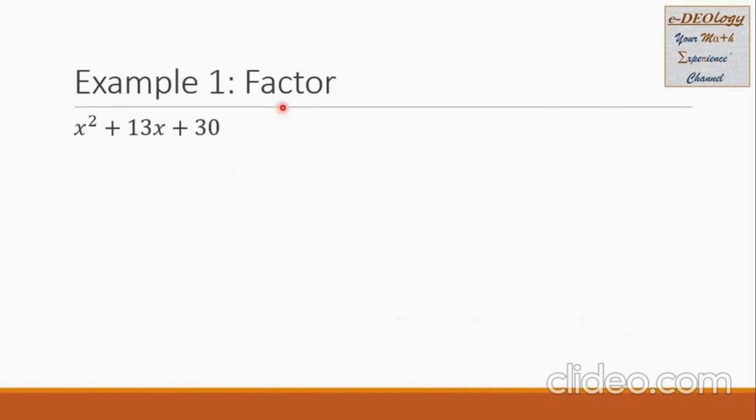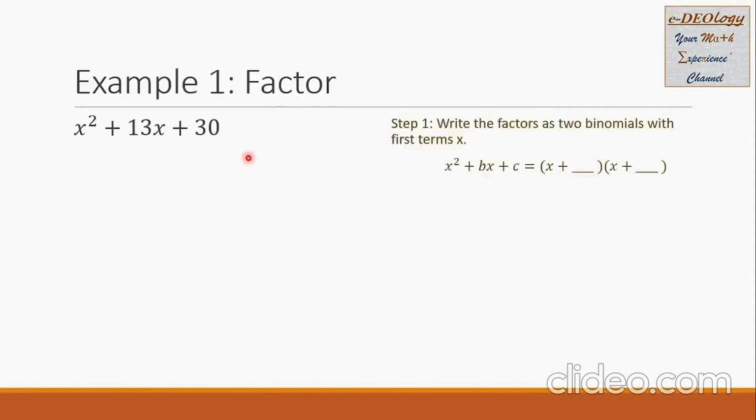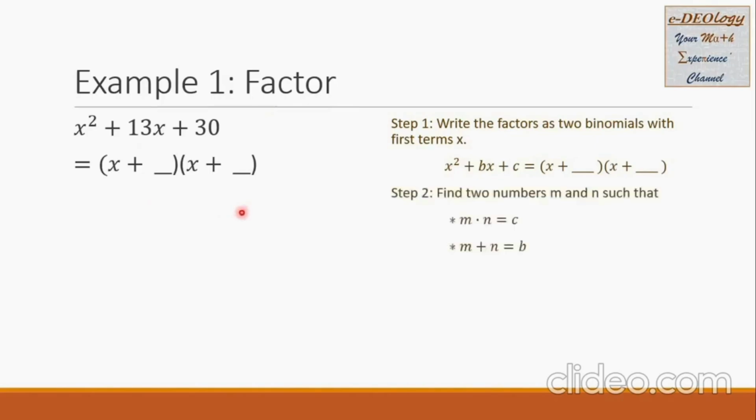Example 1. Factor the trinomial x squared plus 13x plus 30. Step 1 says, let us write the factors as two binomials with first terms x. So I wrote it like this, x plus blank and then x plus blank. In step 2, let us find two numbers m and n such that the product of these two numbers is equal to c and the sum of these two numbers is equal to b.